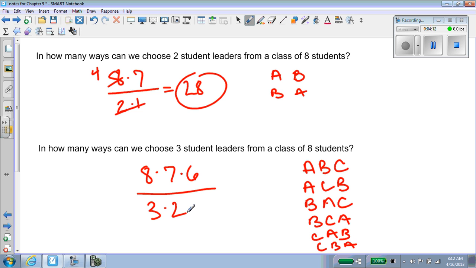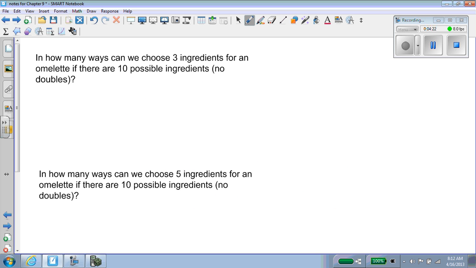Any one of the remaining 2 times 1, 3 times 2 times 1 is 6. So there are only 56 ways that that could happen. In how many ways can we choose 3 ingredients for an omelet if there are 10 possible ingredients and you're not going to double any of the ingredients?